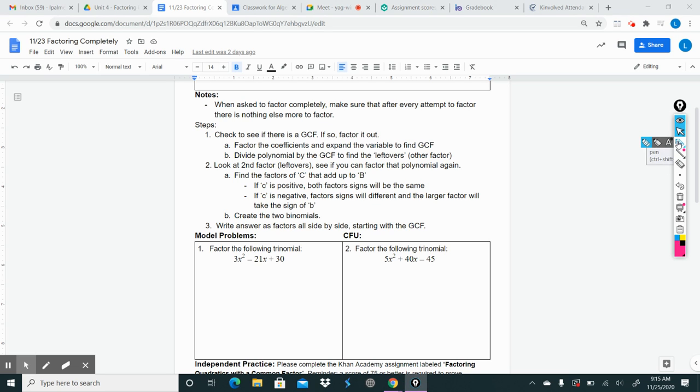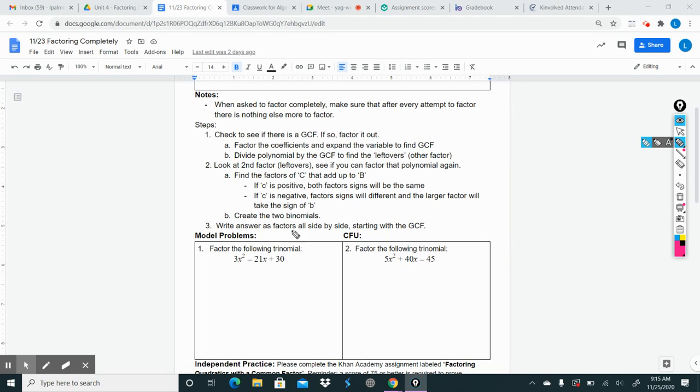Okay, today's video is about factoring completely. So we've already learned how to factor out a GCF and how to factor when we find the factors of C that add up to B. Today we are going to put those two together and factor completely, and to do so we make sure that every attempt to factor is done and there's nothing else more to factor.